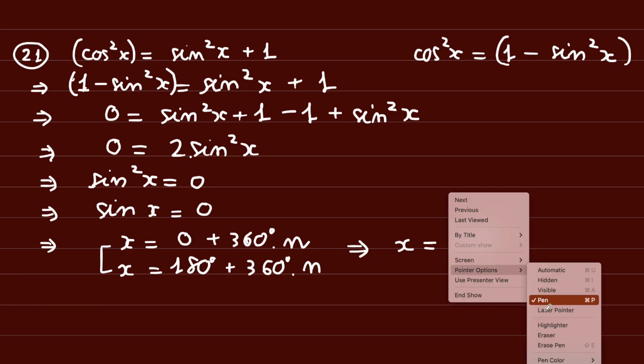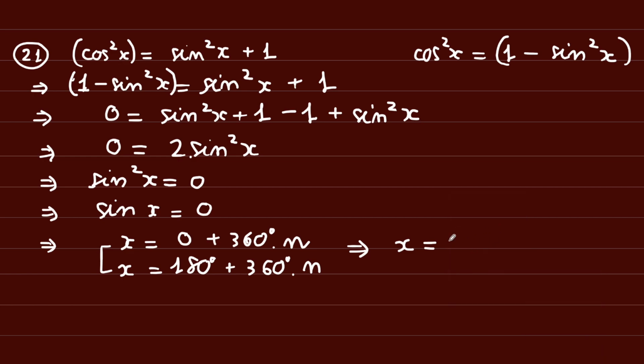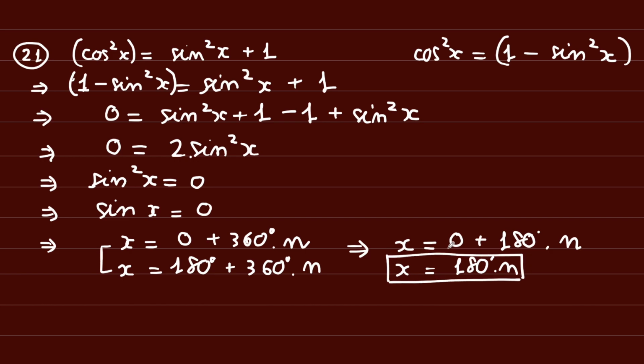Oh, sorry, this is not 180 degree. This is 0 plus 180 degree multiply n. Remember, sine h equal to 0 is one of the special cases for sine h, and you got the general solution here: h equal to 180 degree multiply n.